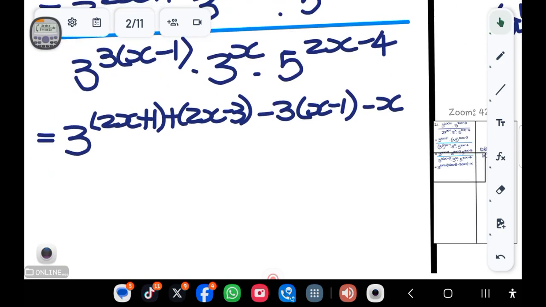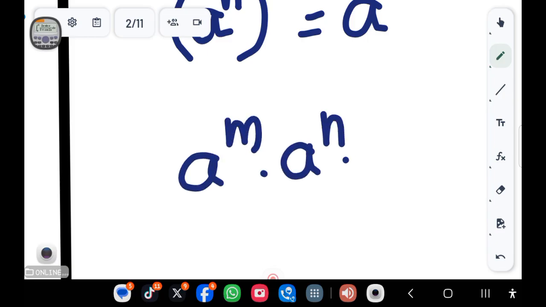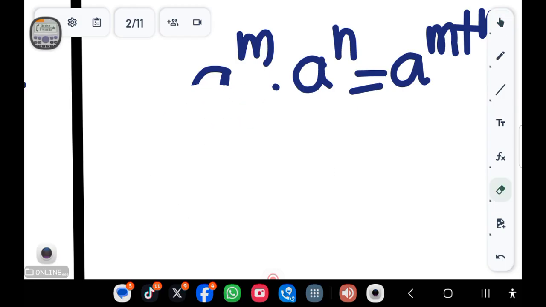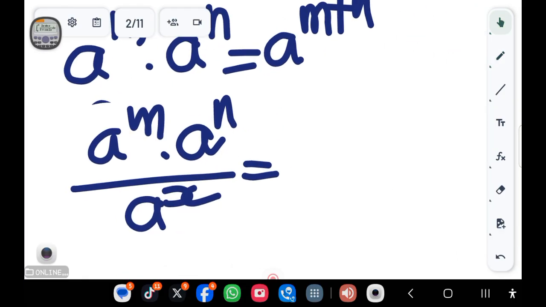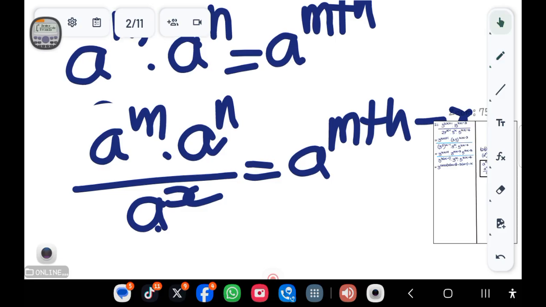All over. Okay, this is the law. Let me show you. A to the power of m times a to the power of n becomes a to the power of m plus n. But if you have a to the power of m times a to the power of n divided by a to the power of x, the ones at the top you will add together, m plus n, and the one at the bottom you will subtract. There we go. That's how you do it.